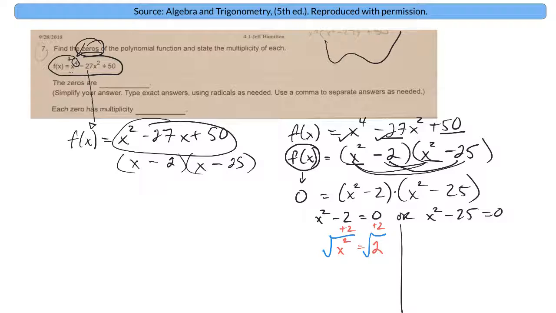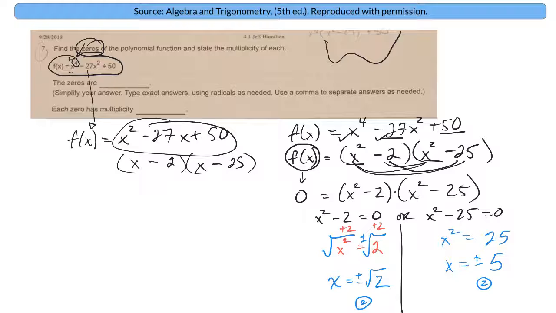And so on the left side, I just have x, which is what I want. But then when I use the square root principle, I have to remember that I always put a plus or minus there. So this would be a plus root 2 or a minus root 2. So there's two answers there. And then this one, move the 25 over, square root both sides. Oh, this is nice because it comes out to a plus or minus 5. So those are the 4. So there's 2 more there. So there's 4 zeros for that function.